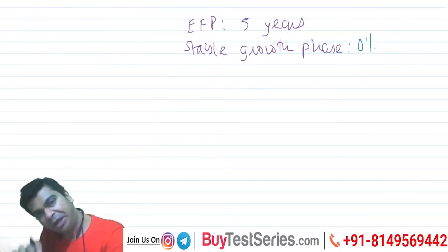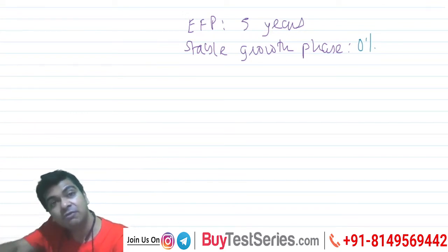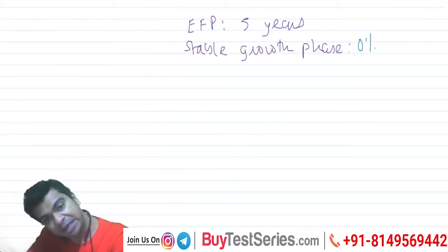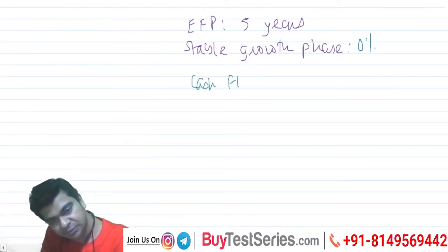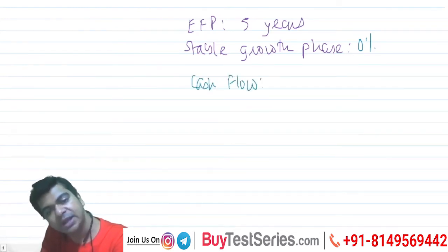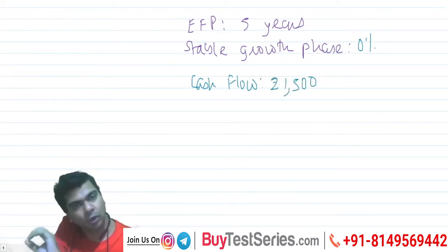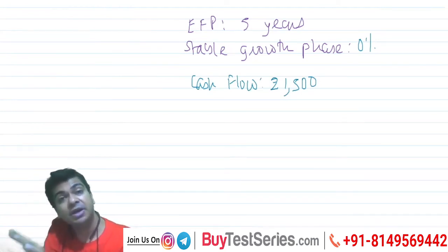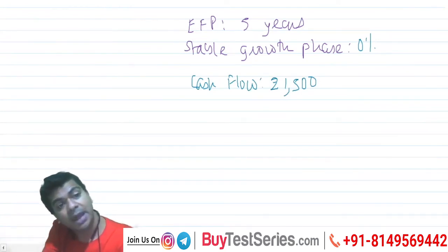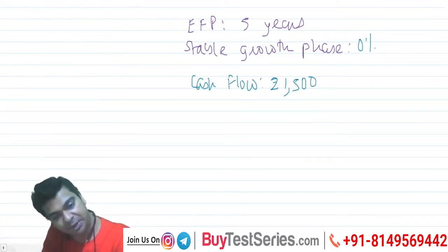So whatever was the cash flow of the fifth year, that cash flow will now continue till perpetuity. Let us visualize for a moment that the cash flow is 1500 rupees. This 1500 is expected now till perpetuity, and I want to find out what will be its present value.